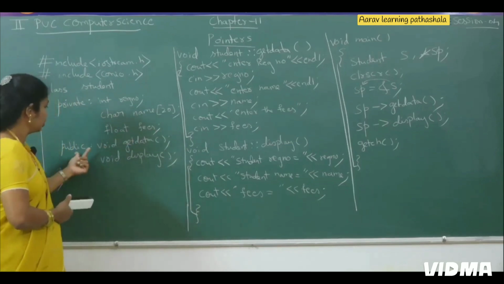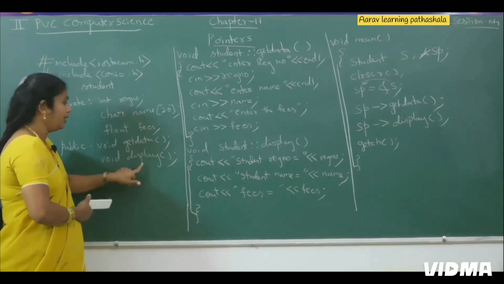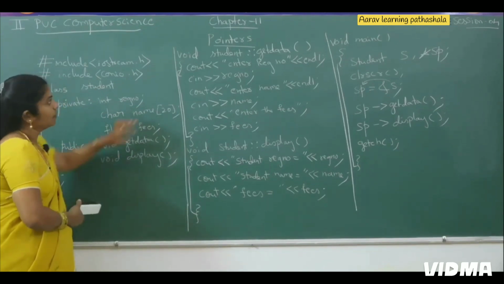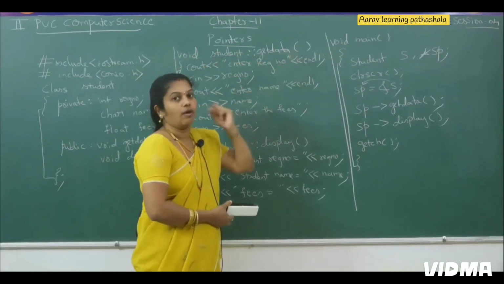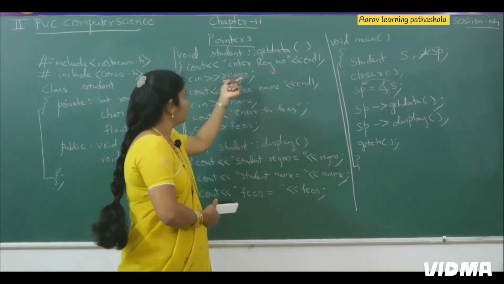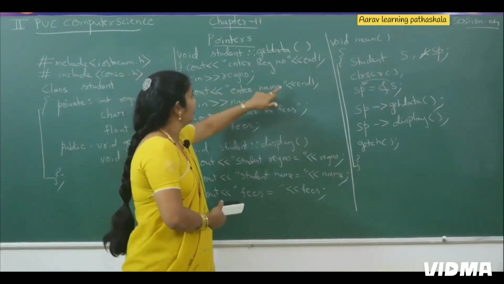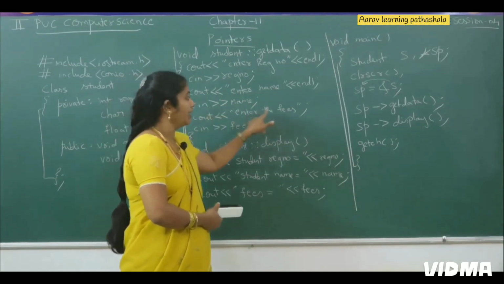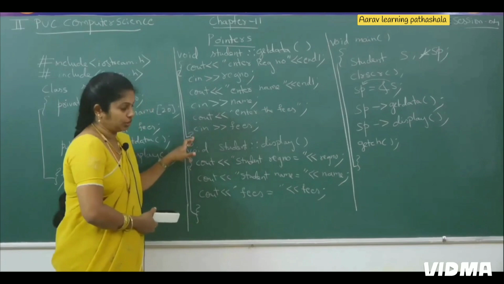Now in the public section declare the functions: void getdata function, void display function, then close the class. In the getdata function, for input purpose, cout enter register number, input the values. Cout in the output screen, enter name, then input the name. Then cout enter the fees, input the fees value, then close the getdata function.